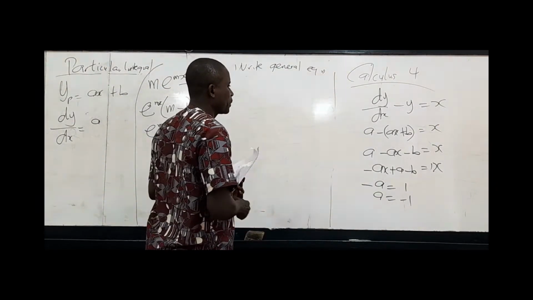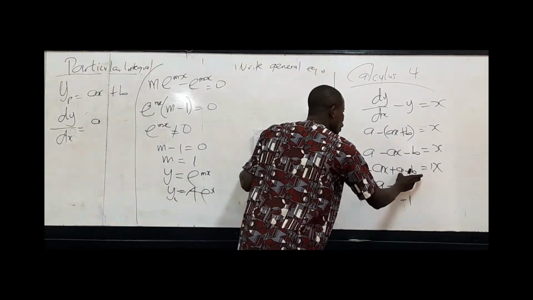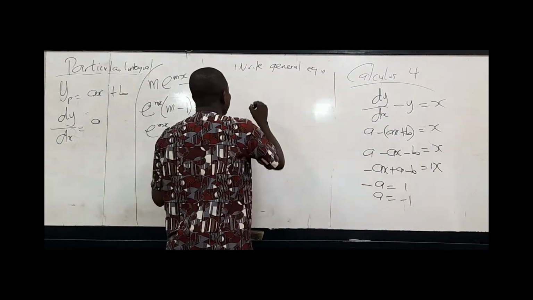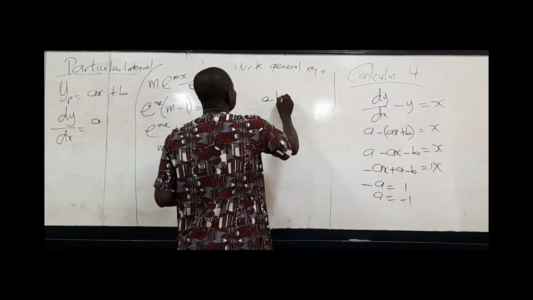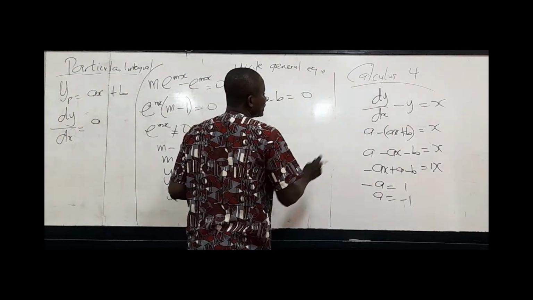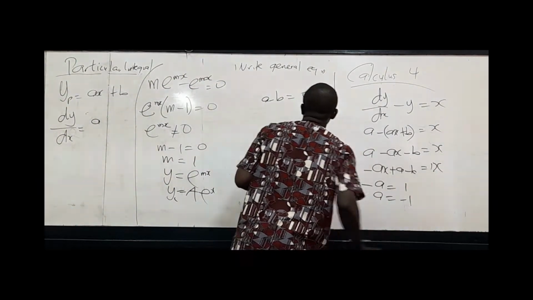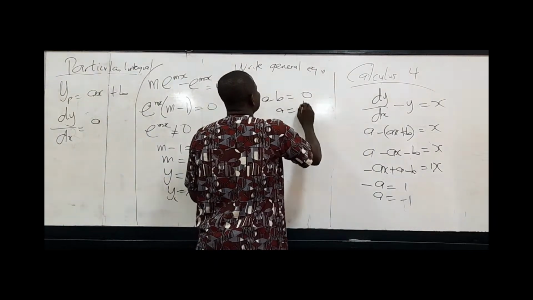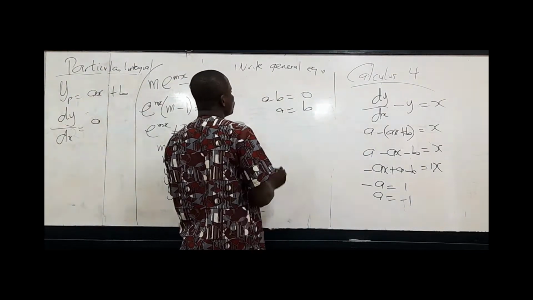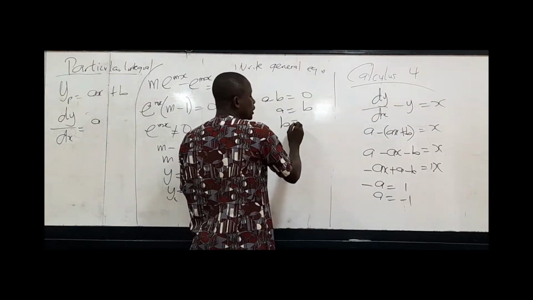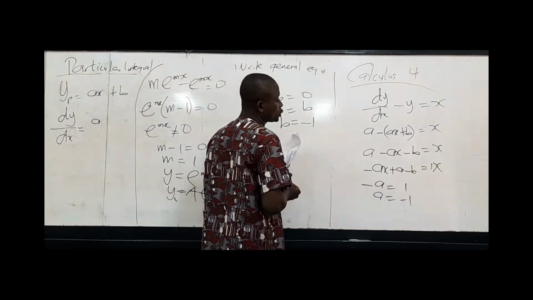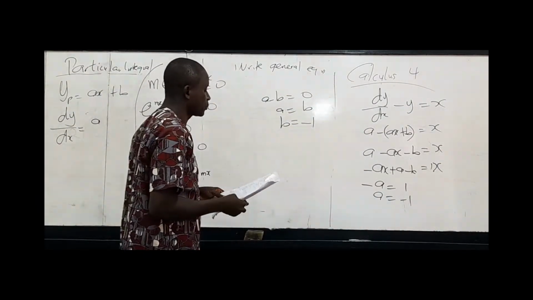Look here. Those terms that are not bearing x, we say that a minus b is equal to 0, because a minus b is not having any coefficient. It is only x that is having coefficient. So a is equal to b. So if a is equal to b, then b is also equal to negative 1, because a is equal to negative 1. So they are the same.